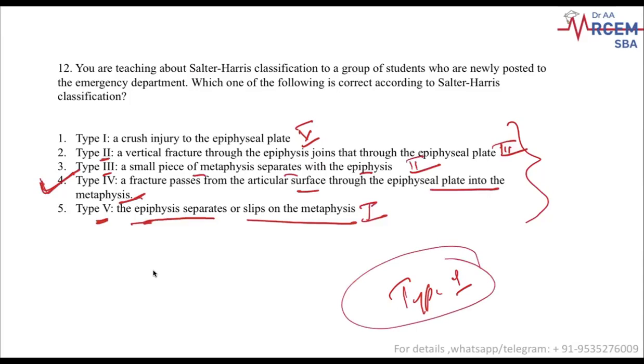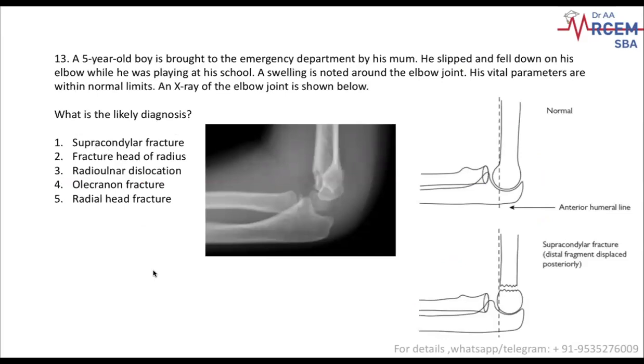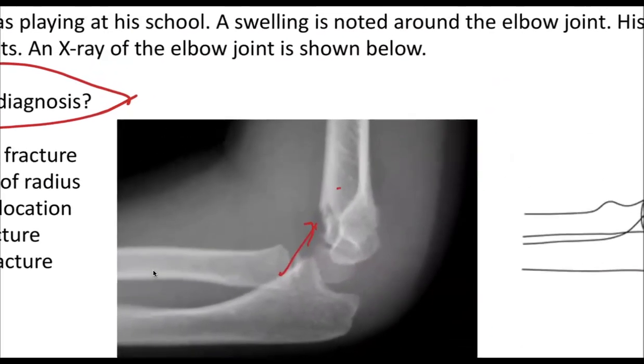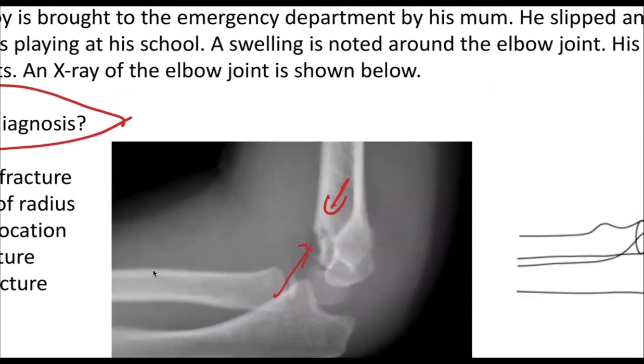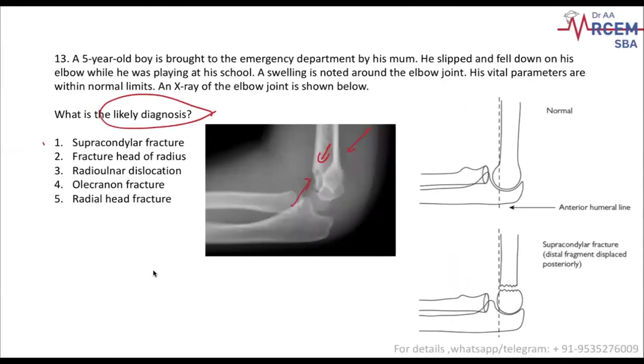Okay, so they can test you on any of these fractures with an X-ray or without an X-ray. They're directly asking what is the likely fracture here. I can obviously see a fracture line here. This fracture line itself is enough for me to suggest that it is a supracondylar fracture. Along with it, there is a posterior fat pad sign also. So direct diagnosis here of a supracondylar fracture.